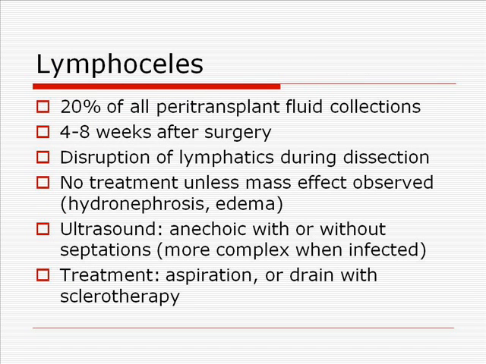Lymphoceles are the most common peritransplant fluid collection, accounting for 20% of all of them, and they usually occur within 4 to 8 weeks after the transplant. They're caused by disruption of the normal lymphatic channels during perivascular dissection or disruption of the hilar lymphatics. They're usually discovered incidentally, and they don't need any treatment. But they do have the potential for mass effect, compressing adjacent structures, and they can cause hydronephrosis or edema of the leg, abdominal wall, scrotum, or labia as a result.